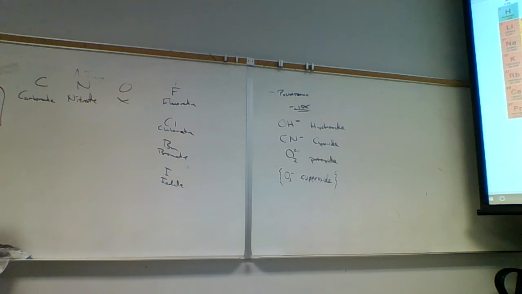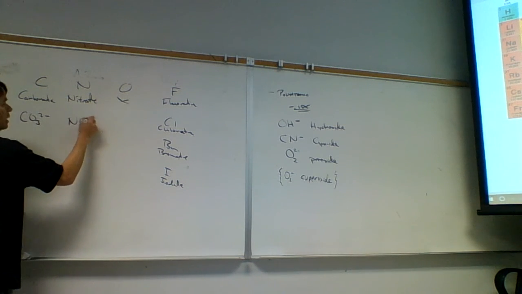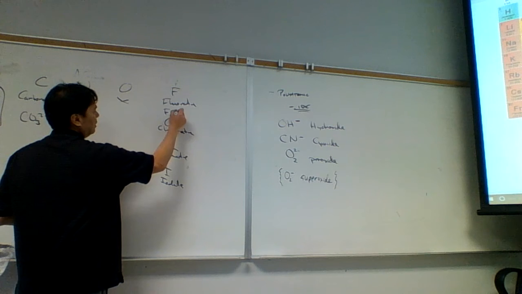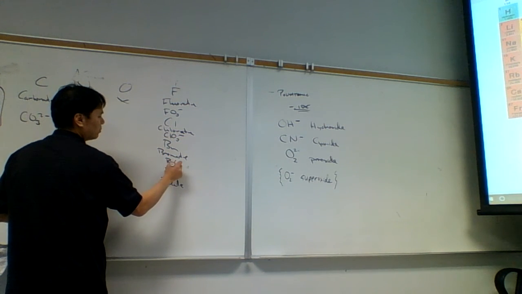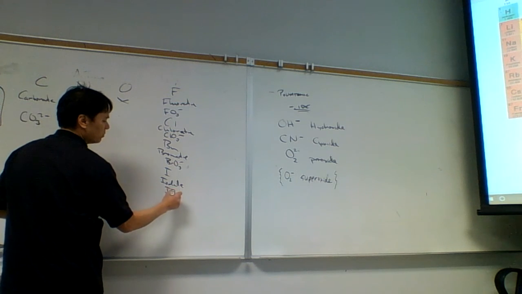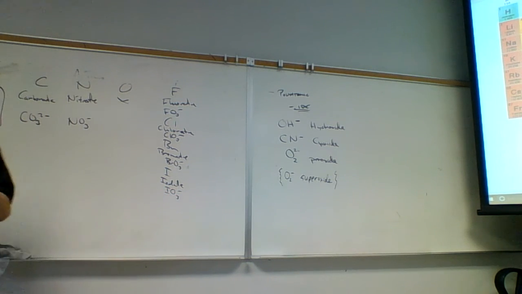Take a look at what carbonate is. Carbonate is CO3 2 minus, nitrate is NO3 minus, fluorate is FO3 minus, chlorate is ClO3 minus, bromate is BrO3 minus, and iodate is IO3 minus. Do you see a pattern? The pattern is all of these have how many oxygens? 3 oxygens, and then look what happens to the charge. It goes 3, 2, 1, 1, 1, 1, 1. And so as long as we can remember borate, then we can figure out the rest.